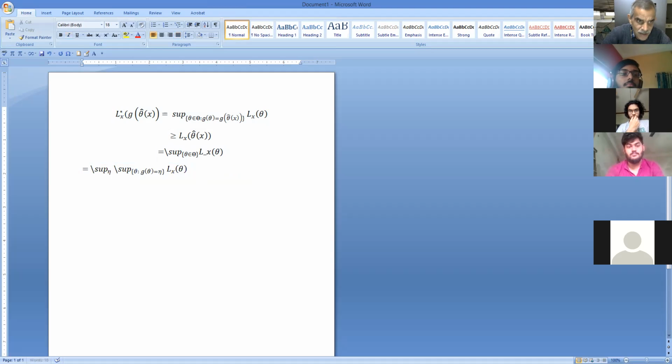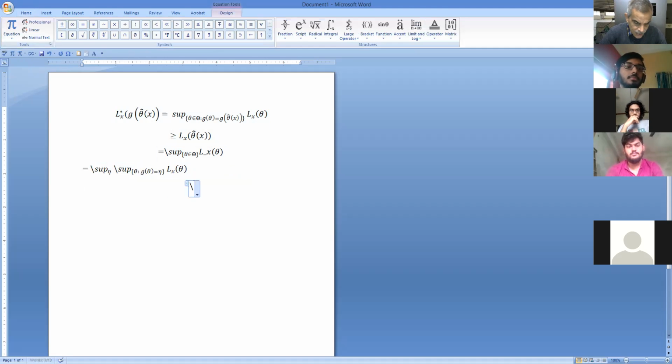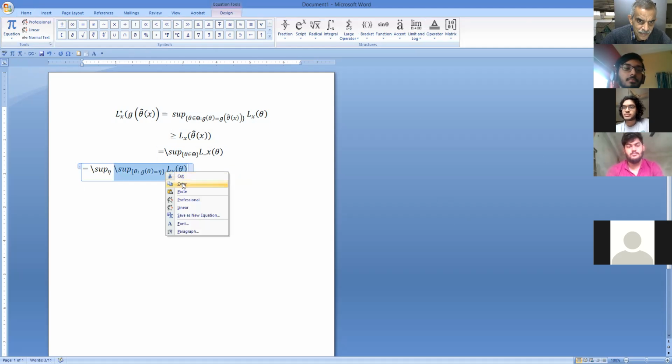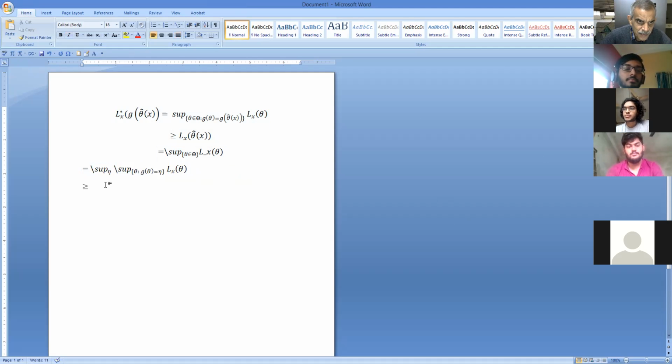Now I am done. So this quantity, because these are supremum over all eta, the supremum over all eta would always be greater than or equal to the supremum over a fixed eta. So this would always be greater than or equal to that over a fixed theta. So I can just put this quantity. And now this happens for all etas. Whatever eta you take, the supremum over all etas is always greater than or equal to that for a fixed eta.